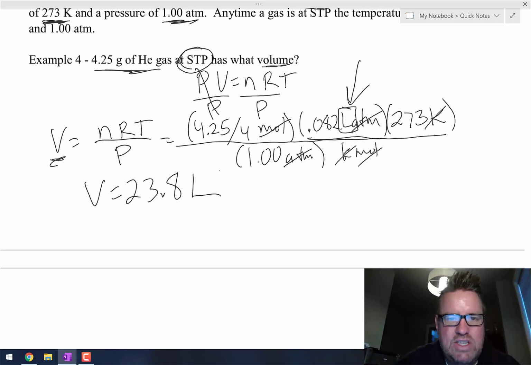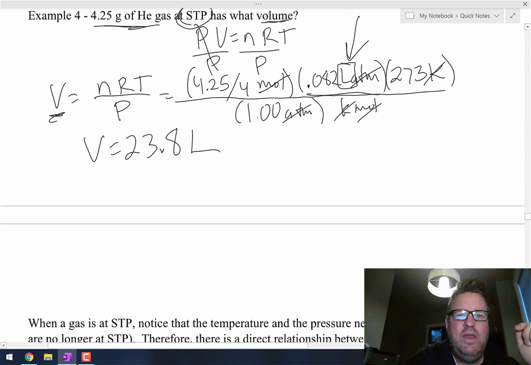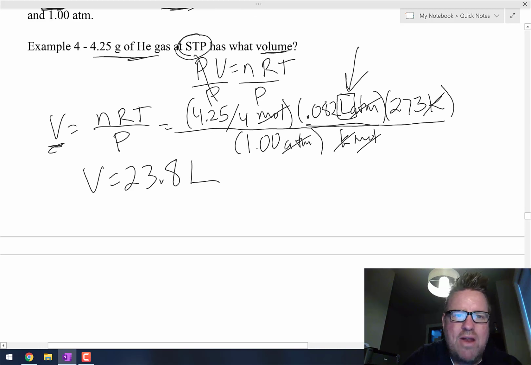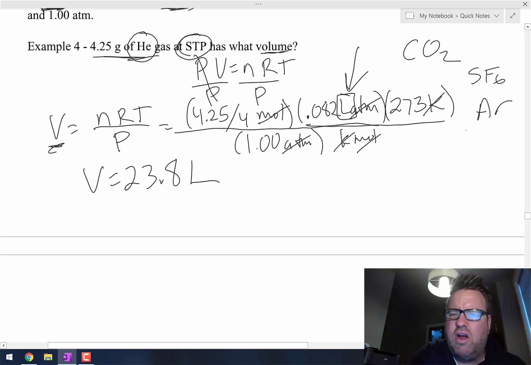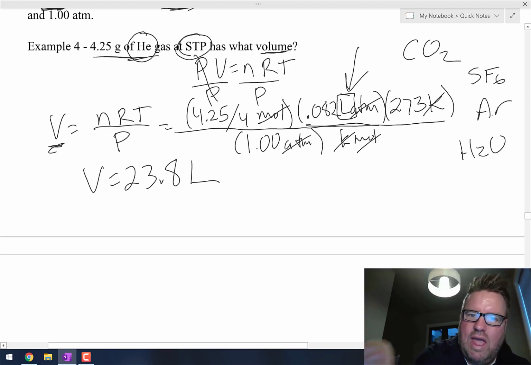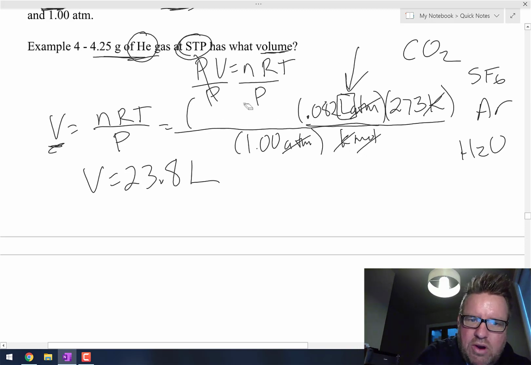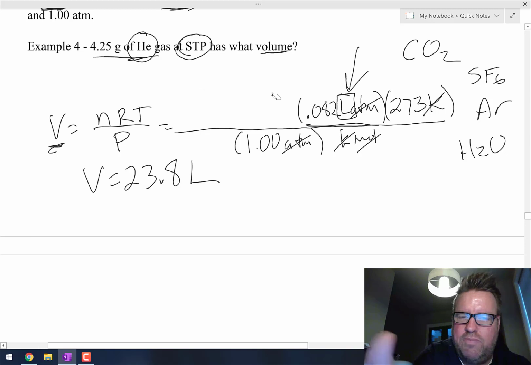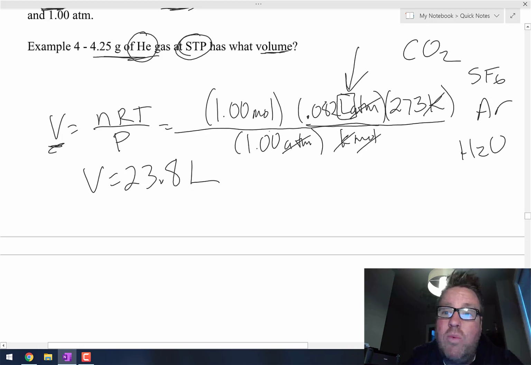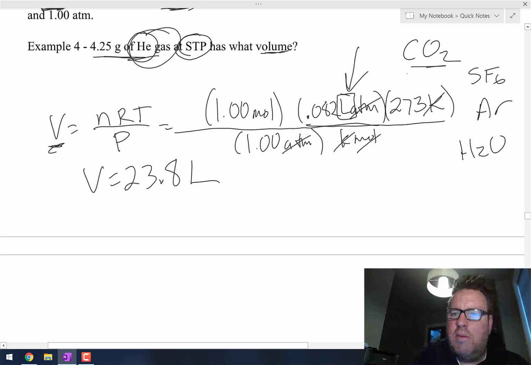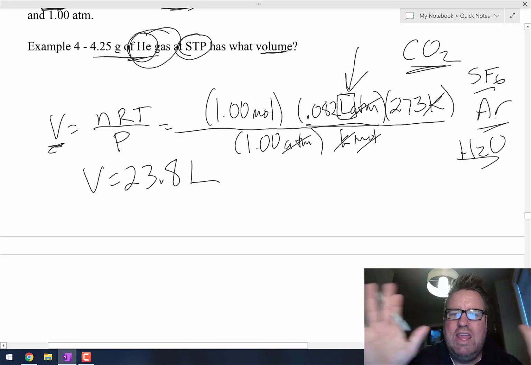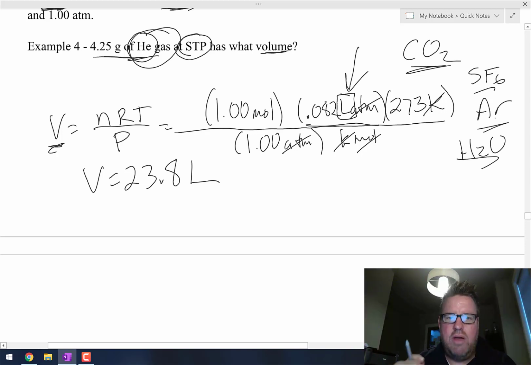There's actually even an easier way to use STP. It doesn't matter what the gas is. In this case, it didn't matter that it was helium. It could have been CO2, it could have been SF6, it could have been argon. It could be water in the gas form. It could be any number of any gases. But if you notice here, if I take the moles part away and put 1 mole here, it doesn't matter what gas it is. It could be a mole of helium, a mole of carbon dioxide, a mole of any gas. You'll notice that none of the other numbers change.